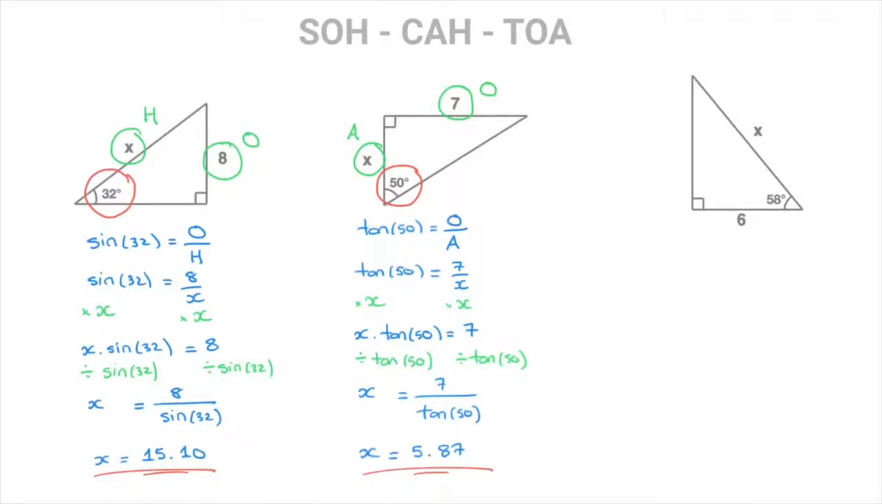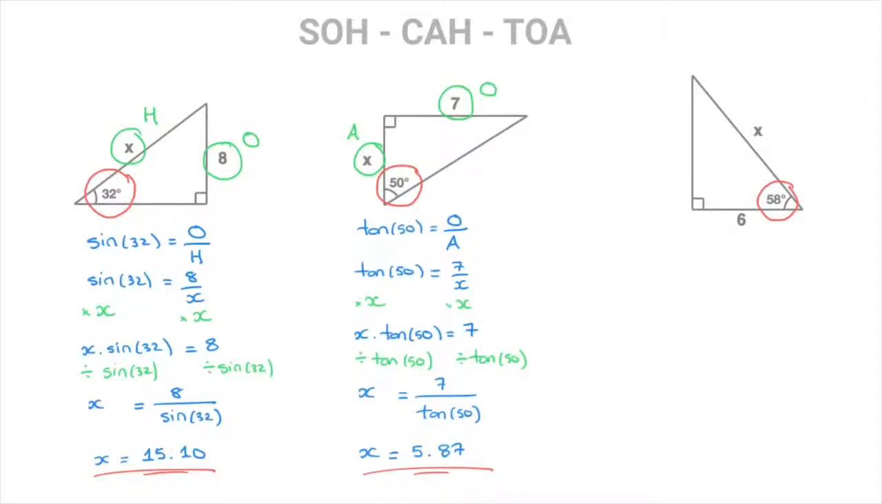Let's quickly work through the third and final example. Again, we have to find the unknown side length marked x. Our starting point is still the same. We start by finding the interior angle that's given to us. In this case, that's a 58-degree angle we see here.